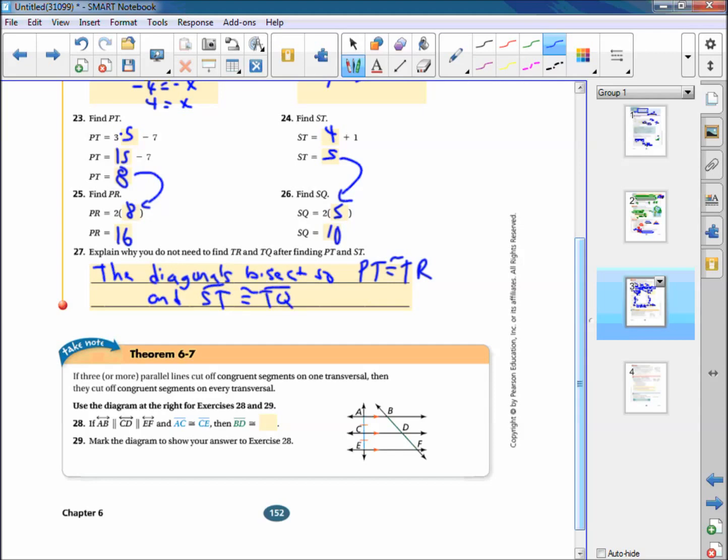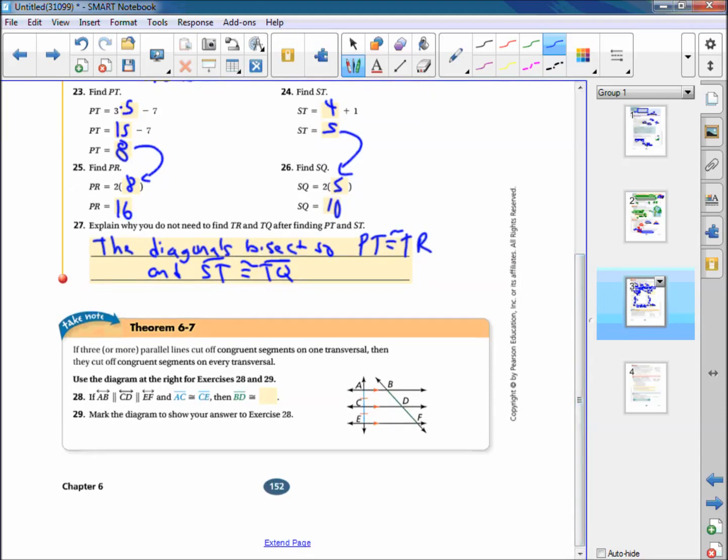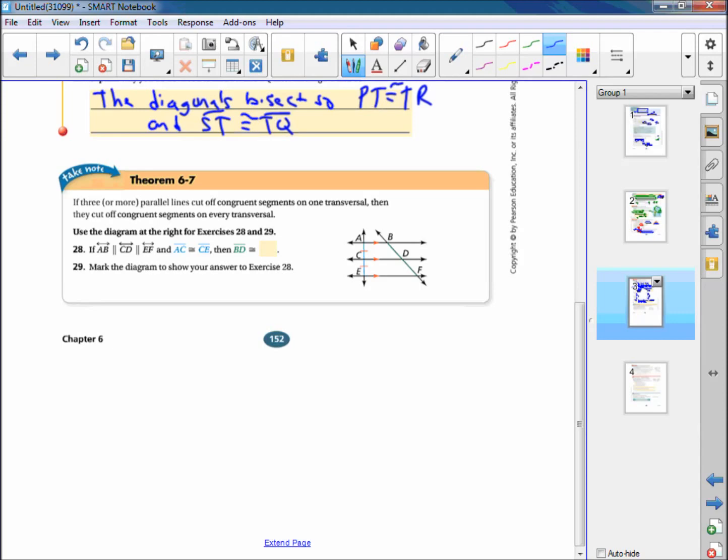All right, theorem 6-7, the new one hiding on the bottom of our page here. This one says, if 3 or more parallel lines cut off congruent segments on one transversal, then they cut off congruent segments on every transversal. Here are my 3 parallel lines in blue, and then we have a transversal that cuts across them, and it made congruent segments in there. So little pieces were cut off that were all congruent.